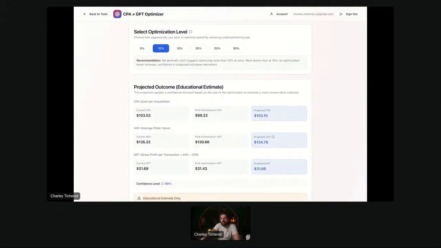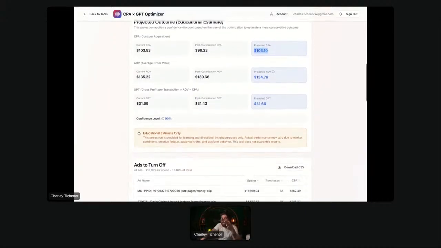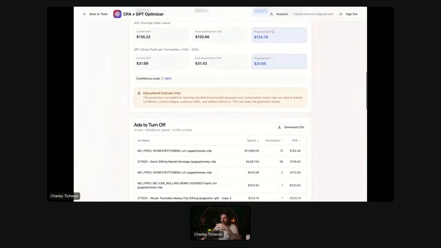Maybe not, because also we're losing some of the AOV. So our current AOV is 135. It would only be 134. So it looks like we actually lose 3 cents, but we're getting more transactions for the dollar. So we're making a slightly lower profit margin, but on a higher volume. But that really helps you understand what's going on, what isn't, right?